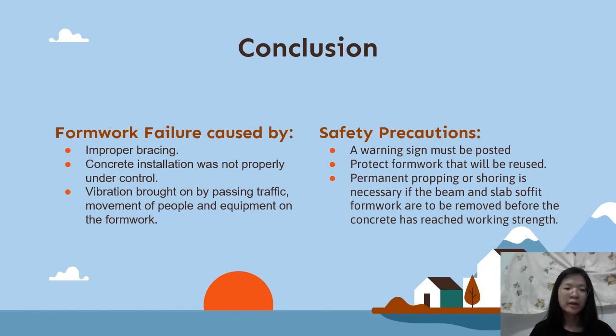First, the failure is caused by improper bracing. The concrete installation was not properly under control. Also the vibration brought on by passing traffic, and the movement of people and equipment on the formwork. For safety precaution, a warning sign must be posted, and we need to protect the formwork that will be reused, and permanent propping and shoring is necessary if the beam and slab formwork system are to be removed before the concrete can reach the working strength.